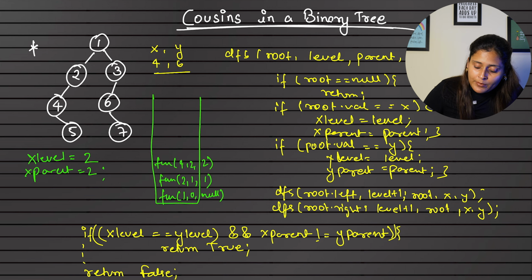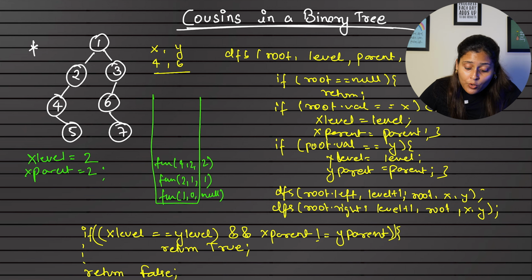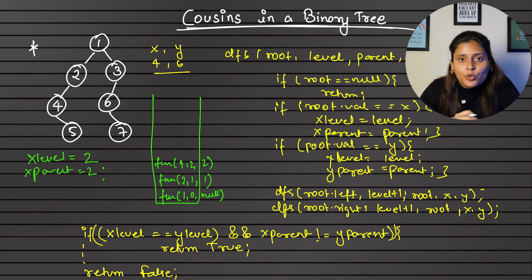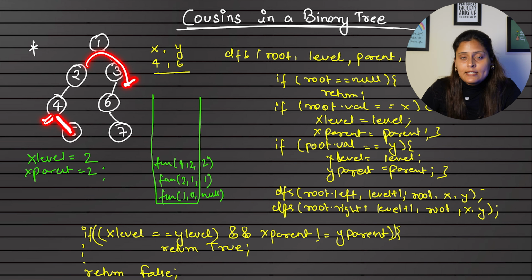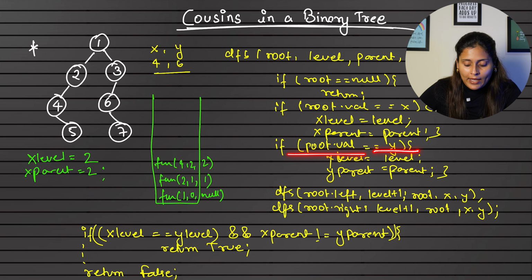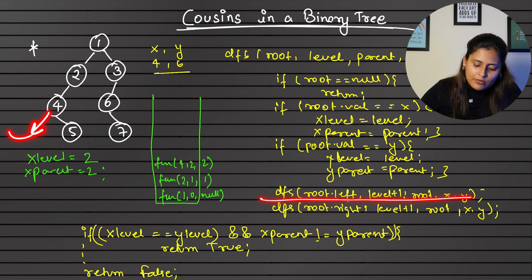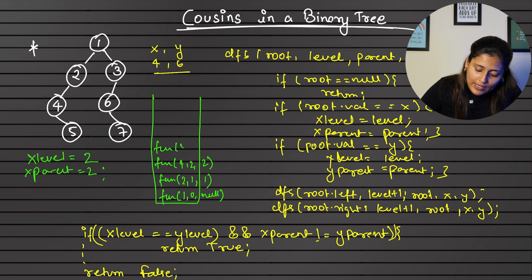Can I return from there? No, I cannot. Why? Because I don't know if my y exists downwards. I don't know, I cannot return. I have to look for it: where is my y? It's downward or it's towards the right side. I don't know, so I'll keep on continuing. So again, I'll check, does it match y? No. Then I'll go towards its left side, null. So it will get returned. Now I'll go towards the right side. So in the stack, function 5 with level 3 and parent 4 will get saved.